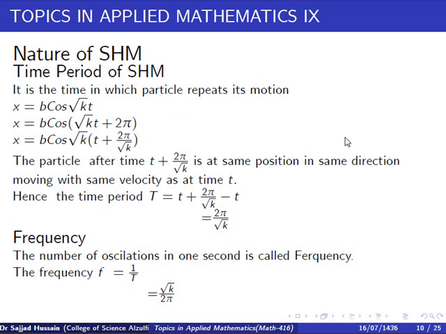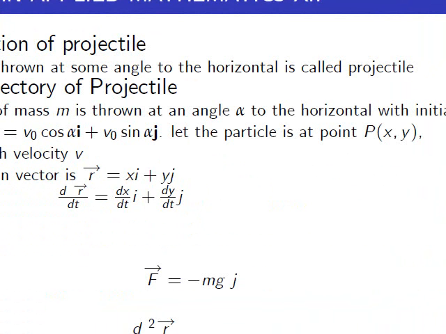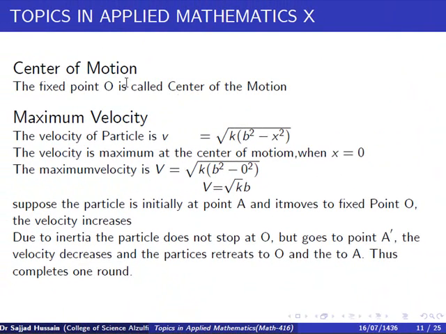When the particle moves from A to O, then from O to A', then comes back from A' to O and from O to A, it has completed one round, and the time taken is the time period. The number of oscillations in 1 second is the frequency. The fixed point is the center of motion.